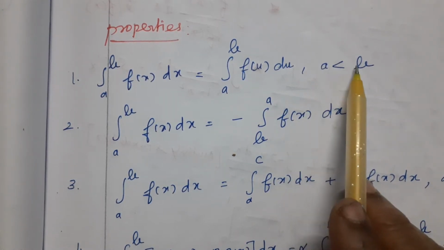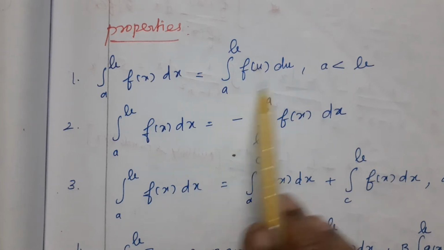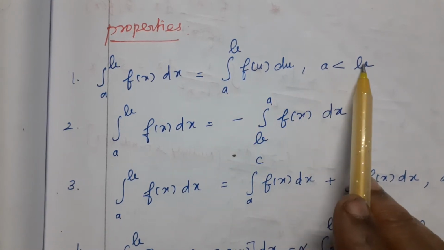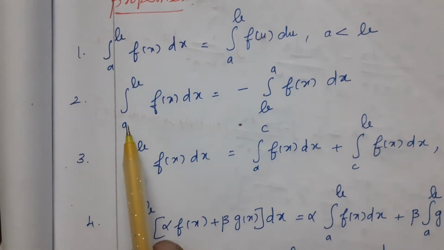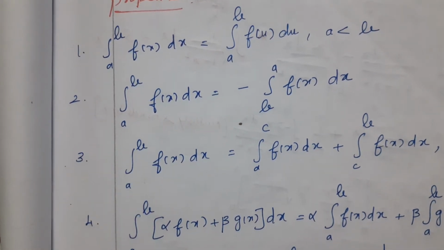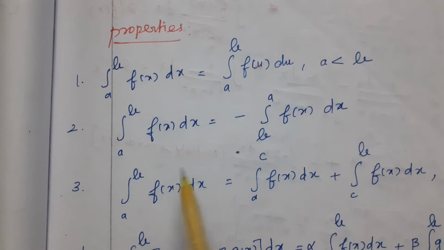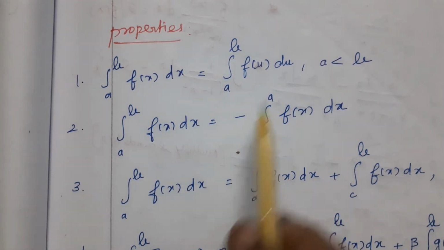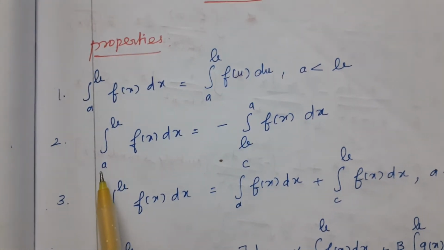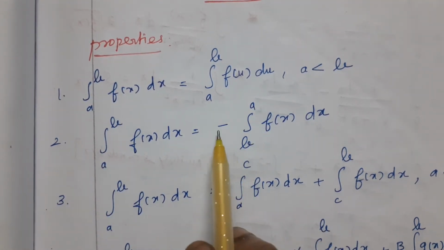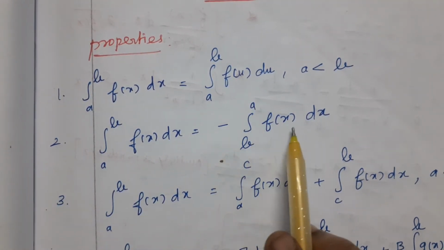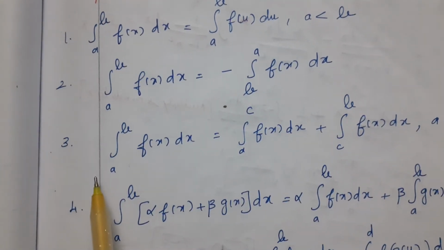When a is less than b, the lower limit is less than the upper limit. Next, the second one: integral of a to b f of x dx is equal to minus integral of b to a, if we change the limits. So the limits change from a to b to b to a, which means minus of integral b to a f of x dx.